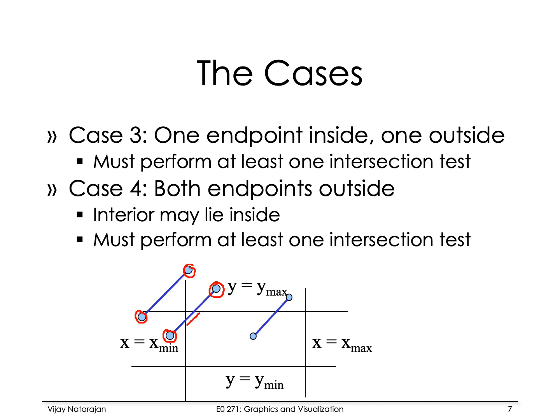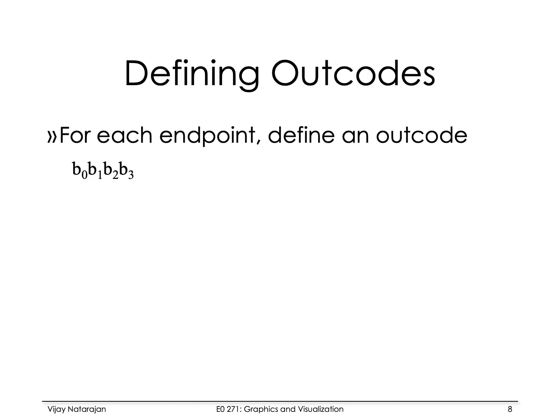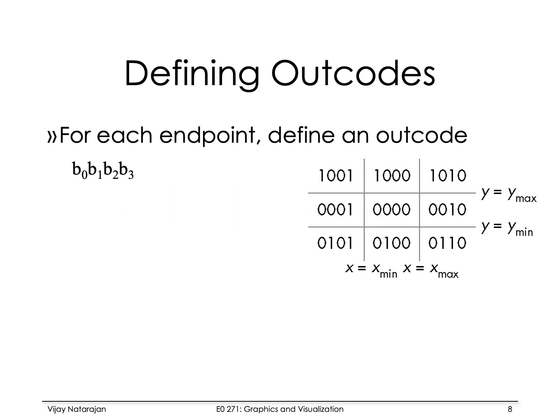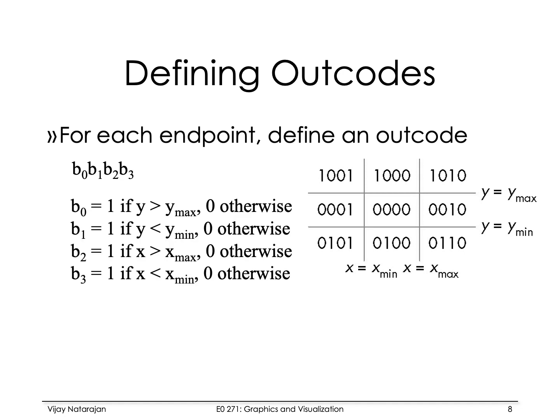So again here, we need to perform at least one intersection test. Cohen and Sutherland implemented this in the following way. For each endpoint of your line segment, they defined an outcode. Let's call this outcode B sub 0, B sub 1, B sub 2, B sub 3. The outcode takes values 0 or 1 using this recipe.